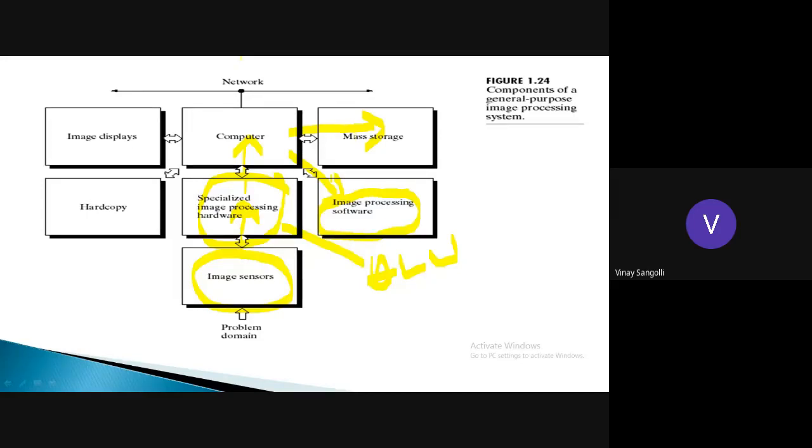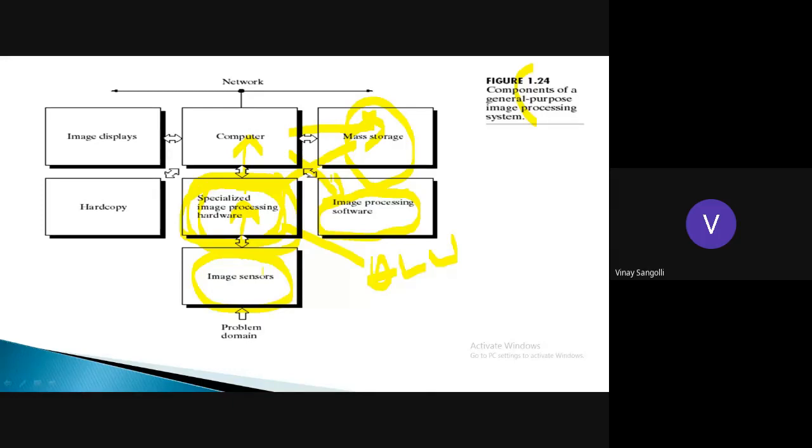Whatever we are speaking of right now, frame buffers, they don't come here in the mass storage. They will be coming in the specialized image processing hardware. Why? Because these are hardware units which help you to do the storage, but they come into the category of specialized image processing hardware. So the frame buffer is an example of short-term storage, right?